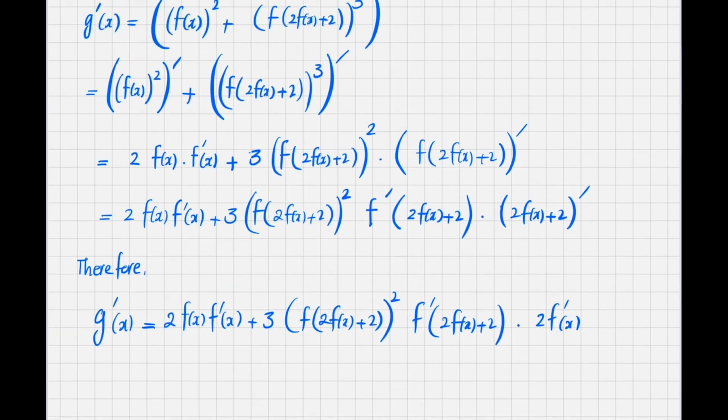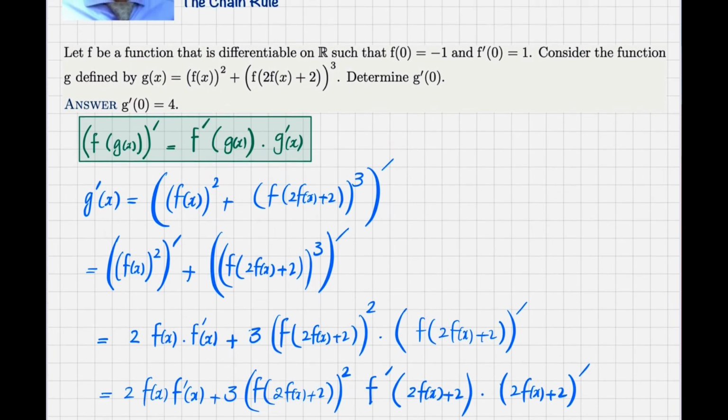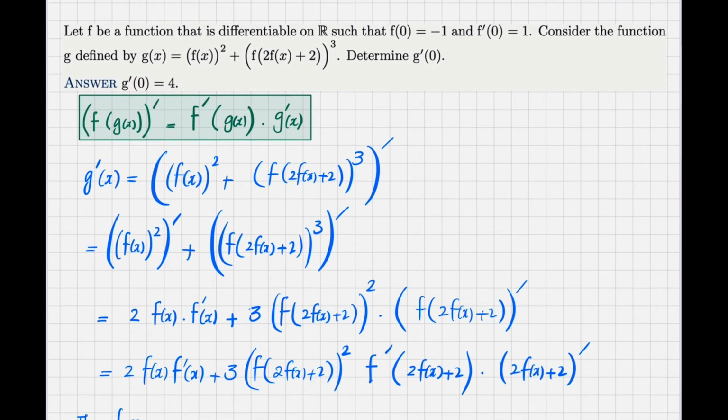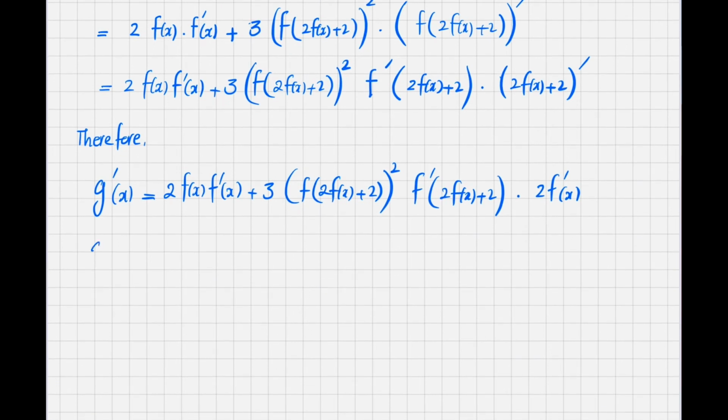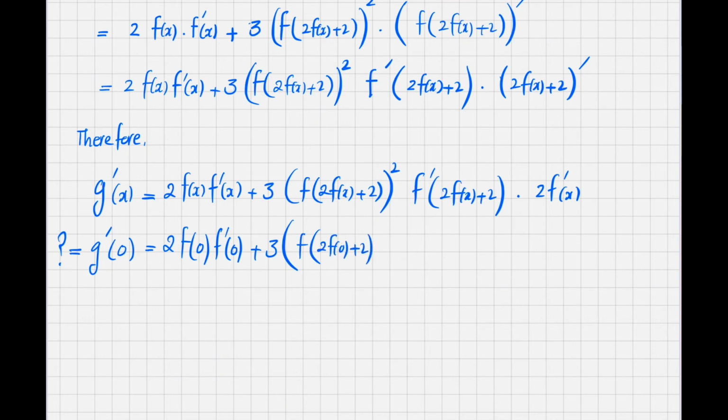But now I am supposed to calculate g prime at point 0. So it means that I need to replace every x with 0. The left hand side becomes g prime of 0, which is actually wanted. The right hand side becomes 2f of 0, f prime of 0, plus 3 times f of 2f of 0 plus 2 squared f prime of 2f of 0 plus 2 multiplied by 2f prime of 0.